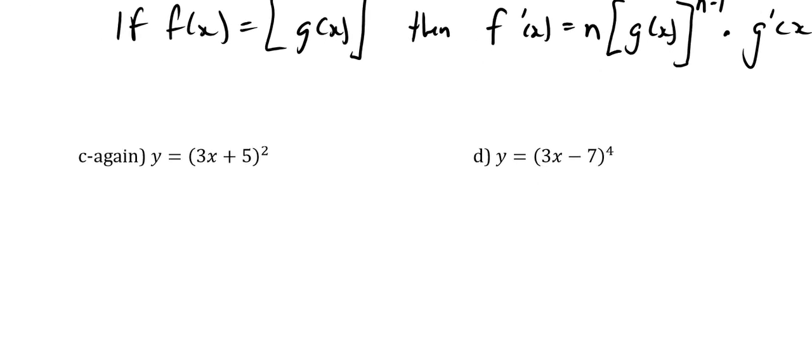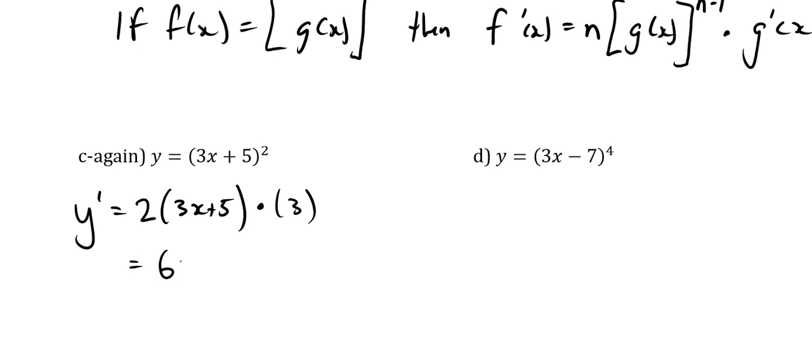So let's try this question again. I take the 2 down in front. Subtract 1 from the exponents. 2 minus 1 is 1. Times the derivative of what's inside. What's the derivative that's from inside the brackets? 3. 2 times 3 is 6. And look, we got the same thing.